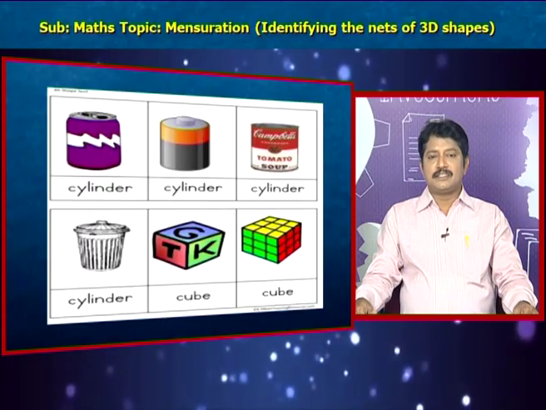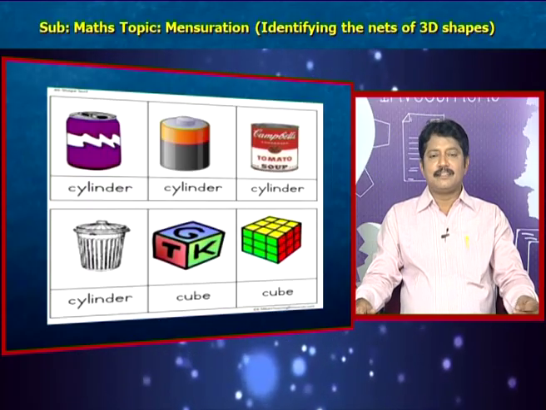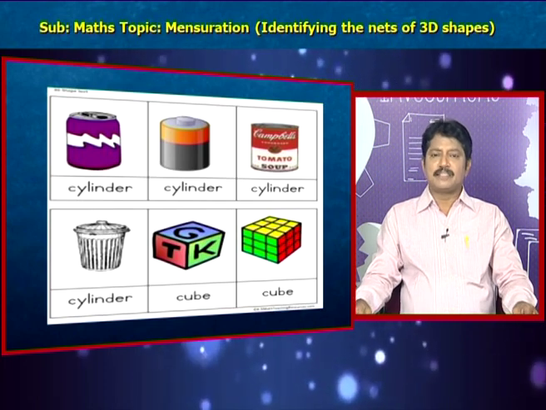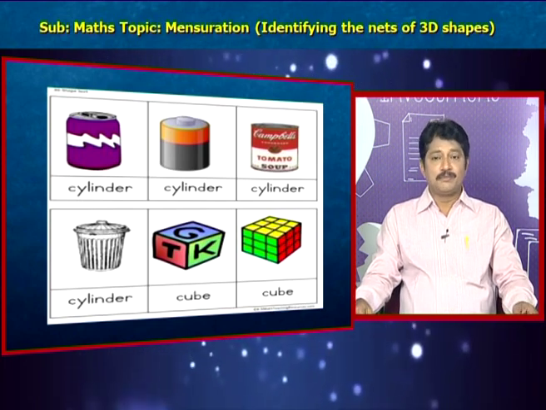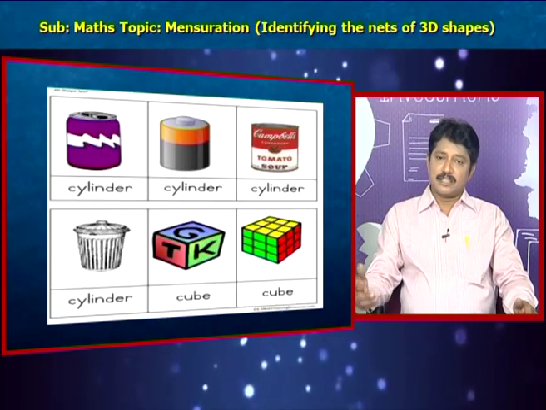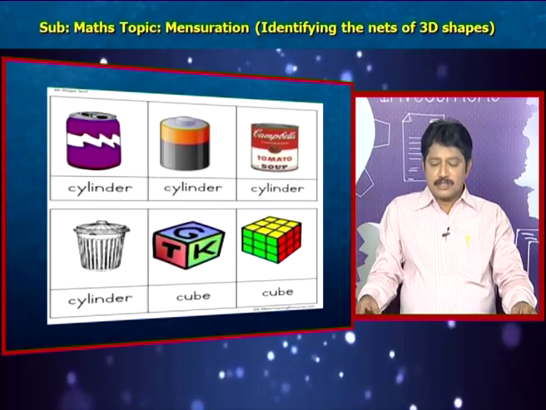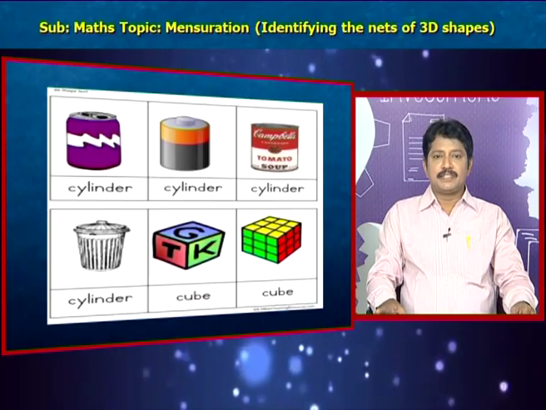When you come to the die, to play Ludo game or something, it is in the form of a cube, correct? And the other one is also a cube, you know, the one that changes colors. Okay. So these are the different shapes of 3D shapes.